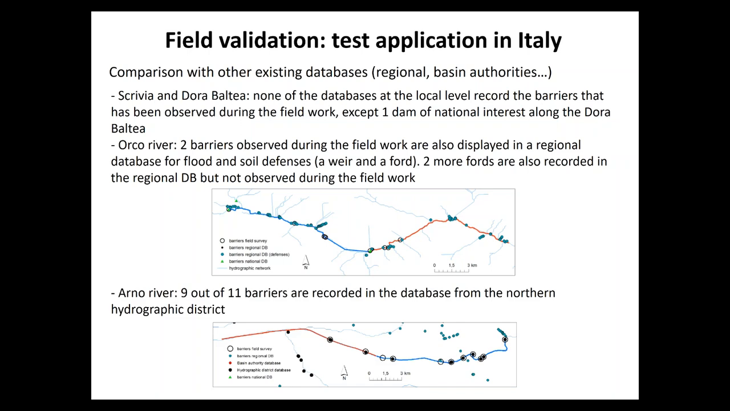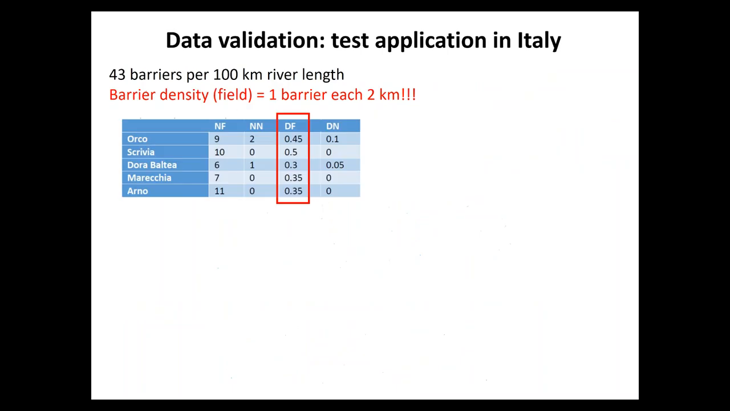Only for the Arno River, where we surveyed a section that crosses the city of Florence, we found 9 out of the 11 barriers are recorded also in a regional database. So we saw that our fieldwork showed the real situation of barrier presence for the surveyed reaches. And so the density of one barrier every 2 kilometers is not comparable with the density of barriers at the national scale.